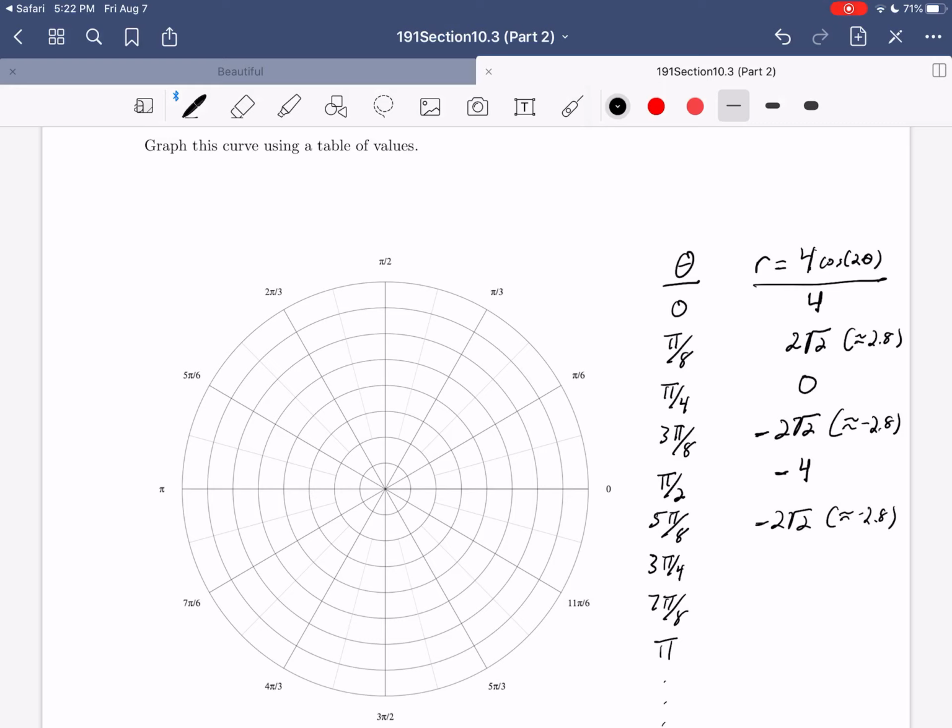3 pi over 4 times 2 is 3 pi over 2. Cosine of 3 pi over 2 is 0. 7 pi over 8 times 2 is 7 pi over 4. Cosine of 7 pi over 4 is root 2 over 2.